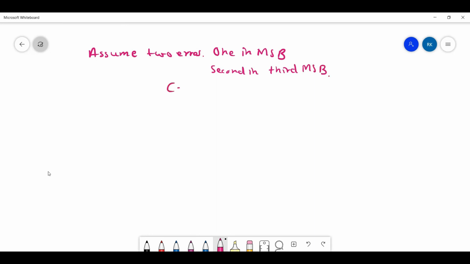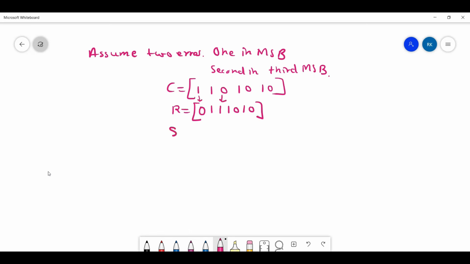So C is equal to 1 1 0 1 0 1 0. What will be R if there is an error in the first and third MSB? There will be an error here, so 1 will convert to 0. No error here, but in the third there is another error. In the fourth it's correct, in the fifth it's correct, in the sixth it's correct. So every other bit is correct. There is an error in this bit and an error in this bit. So C has become R here.